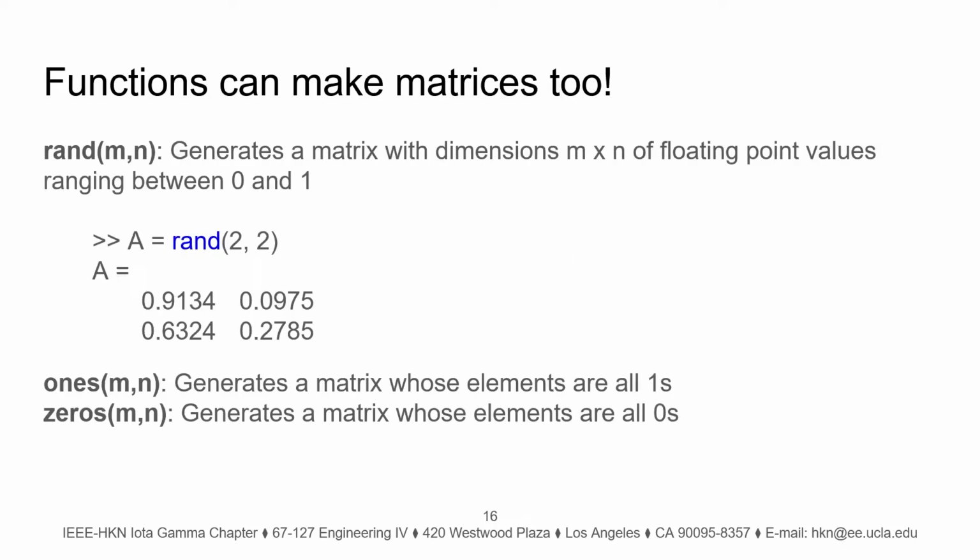Functions can make matrices too. Here is the rand(m,n) function, which generates a matrix with dimensions m by n of floating point values ranging between 0 and 1. The ones function generates a matrix whose elements are all ones, and zeros generates a matrix of dimensions m and n whose elements are all zeros. These are examples of functions, which we will talk about later, which basically take an input and produce an output based on those inputs.